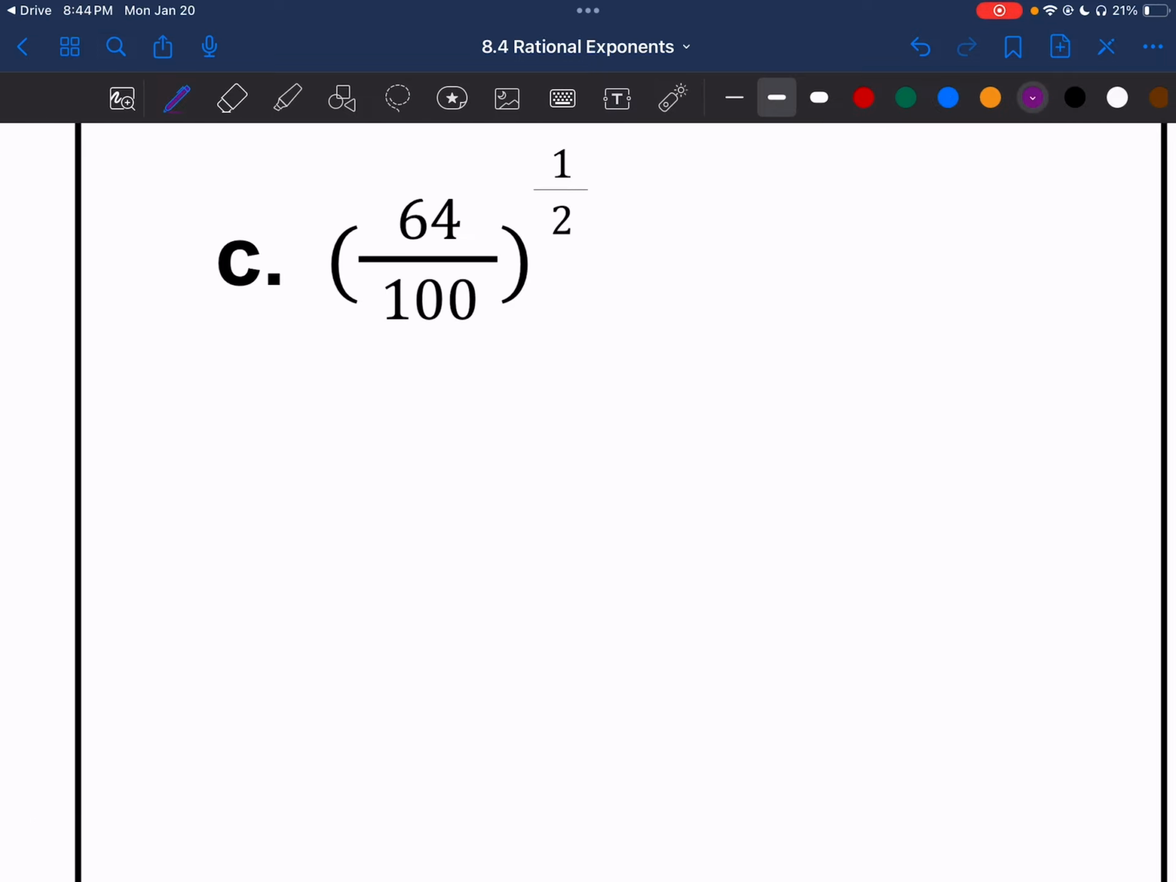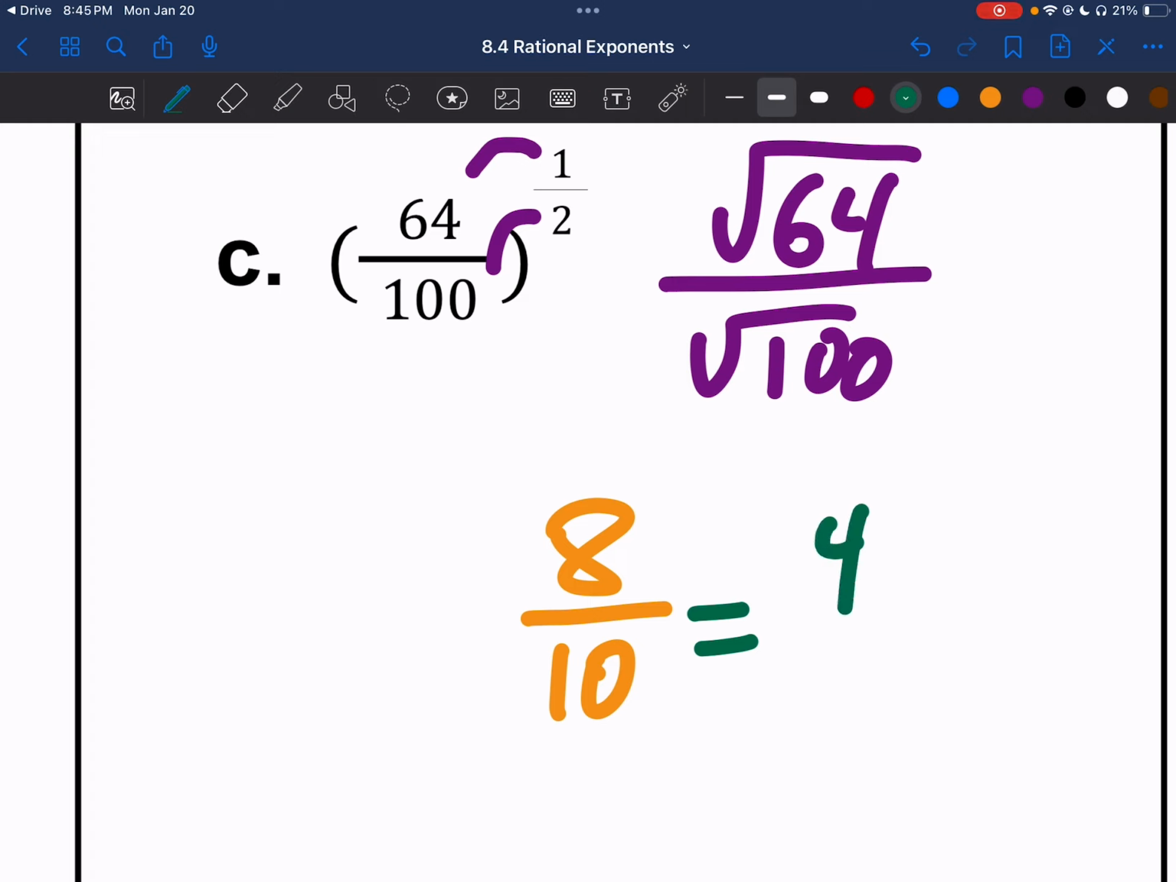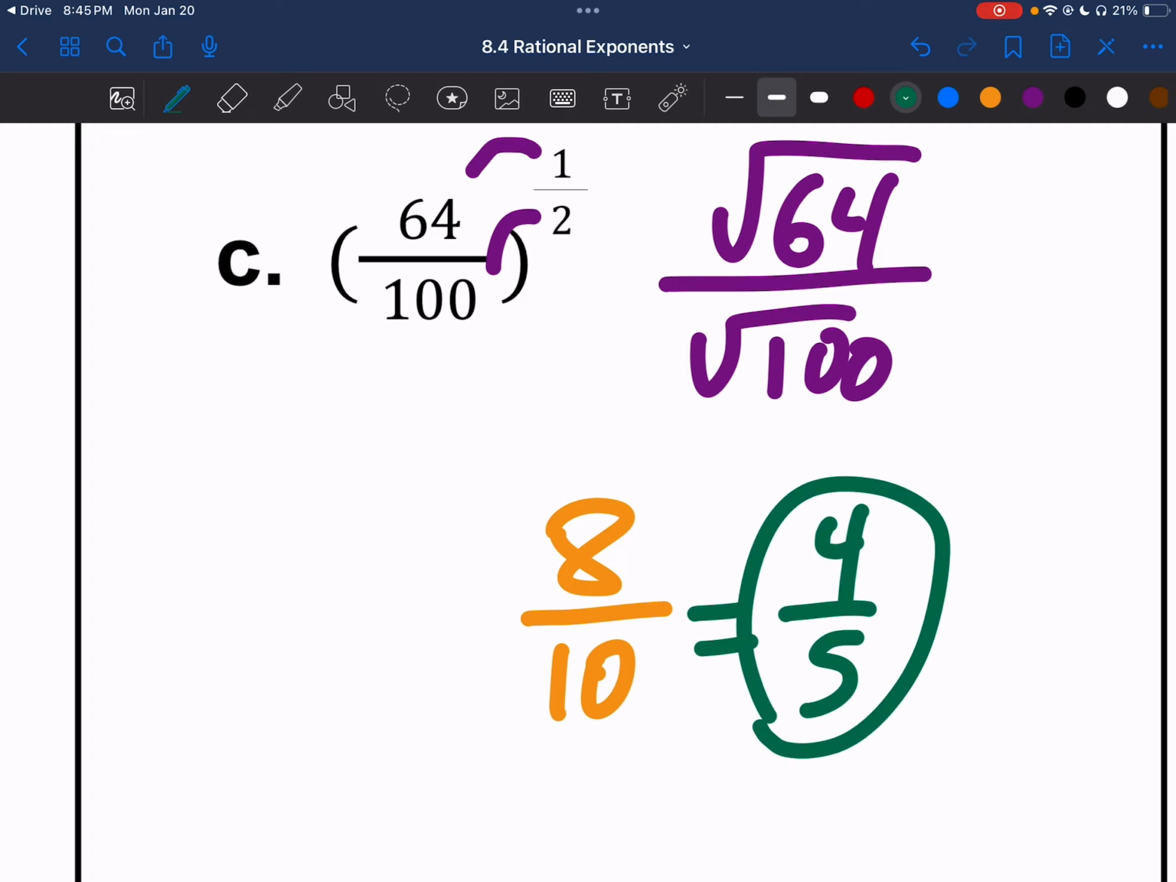Letter C, another one where we are applying that exponent to both terms. So we need the square root of 64 and the square root of 100. Those are numbers that you should be able to do in your head. The square root of 64 is 8. The square root of 100 is 10. And lastly, a fraction is always needing to be reduced in our class. So 8 over 10 reduces to 4 over 5.